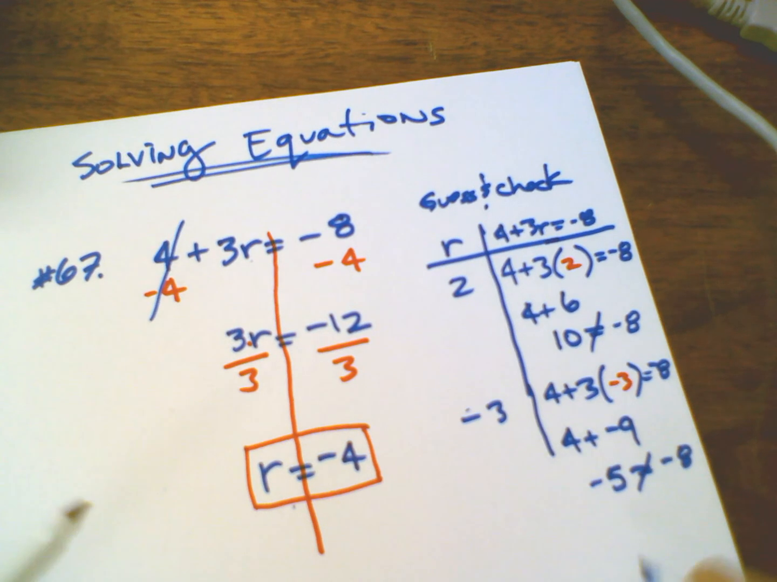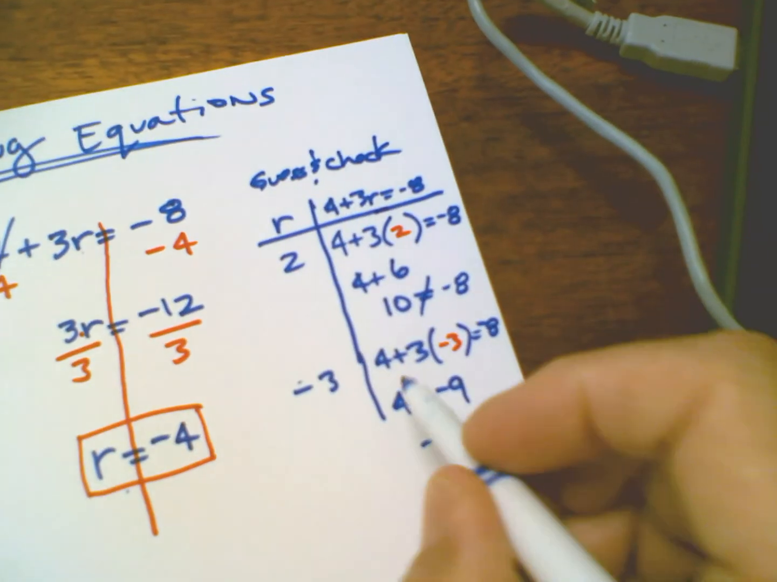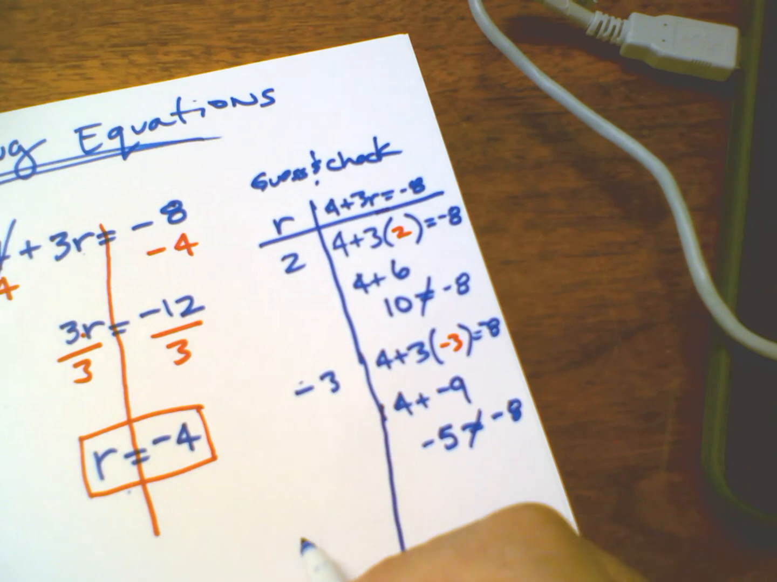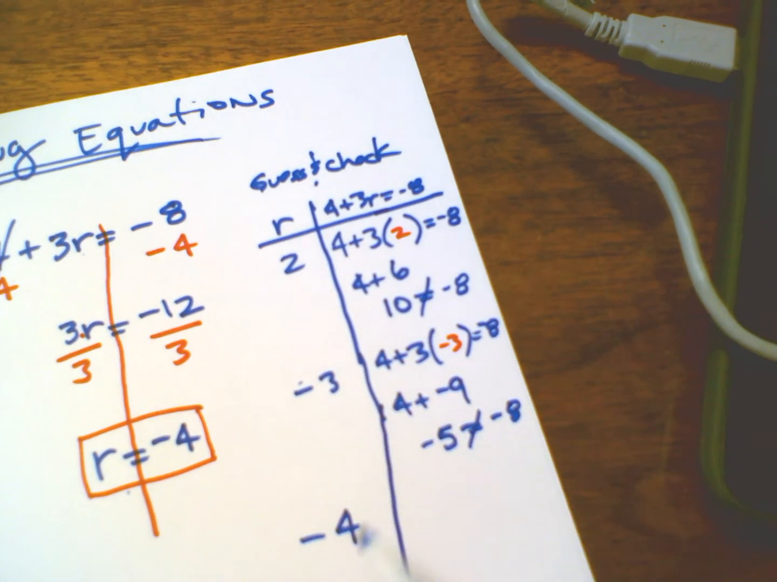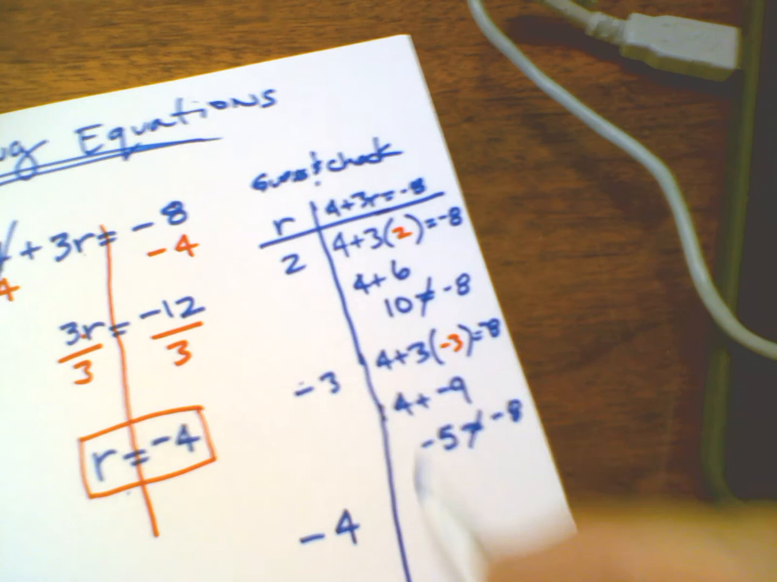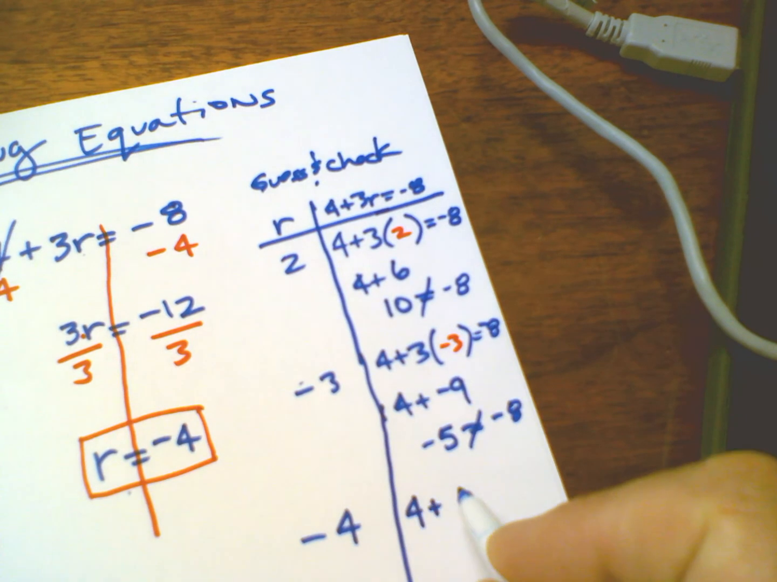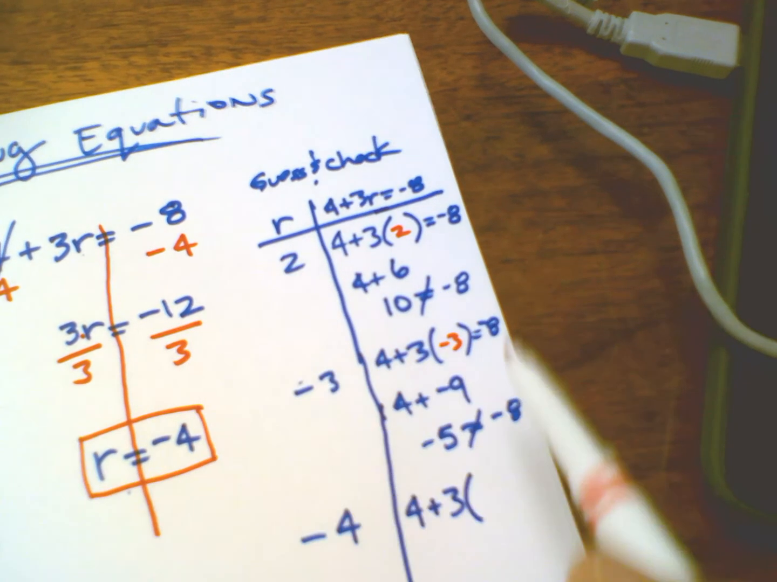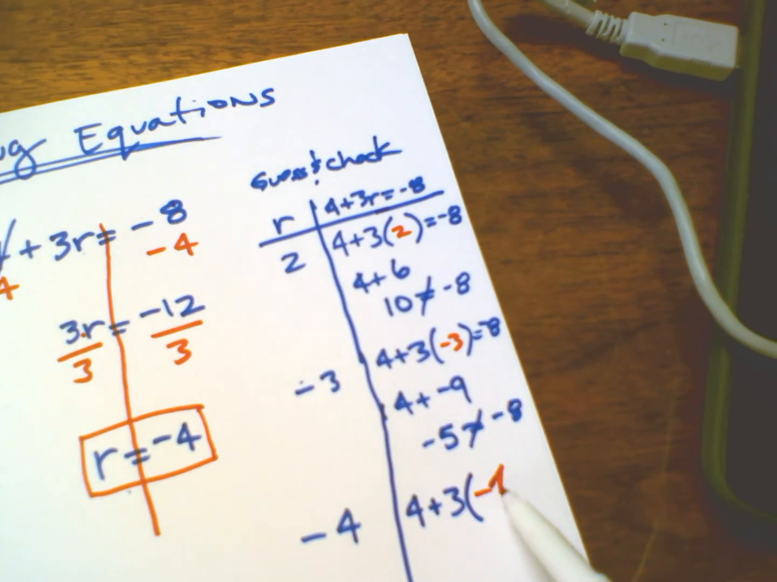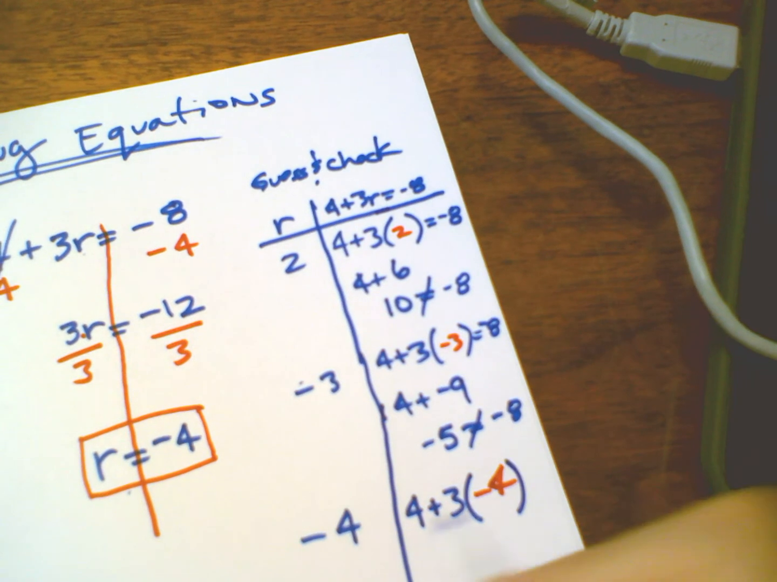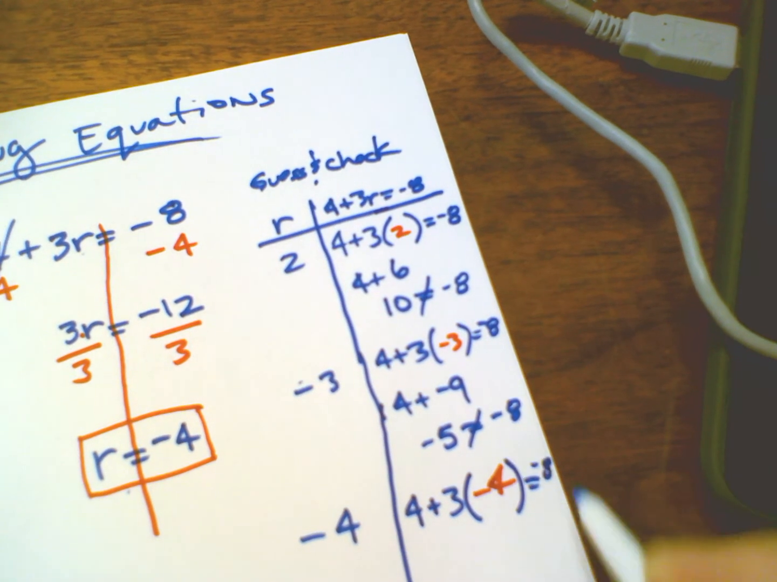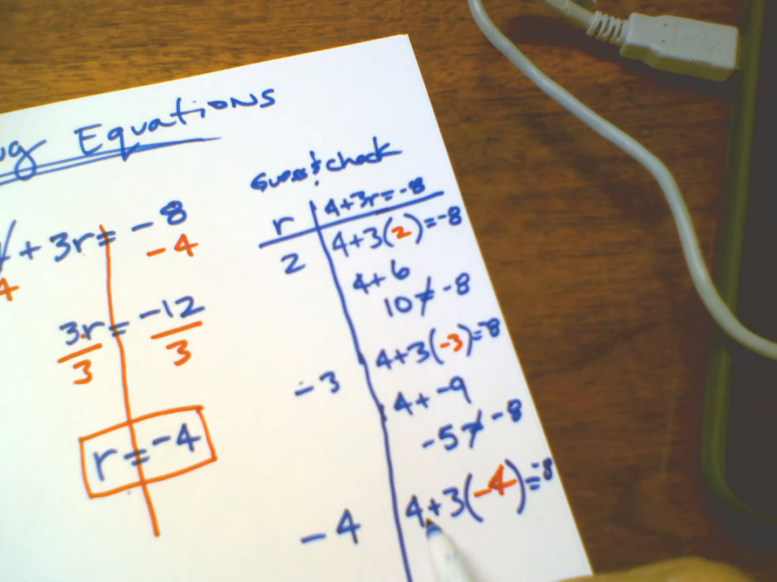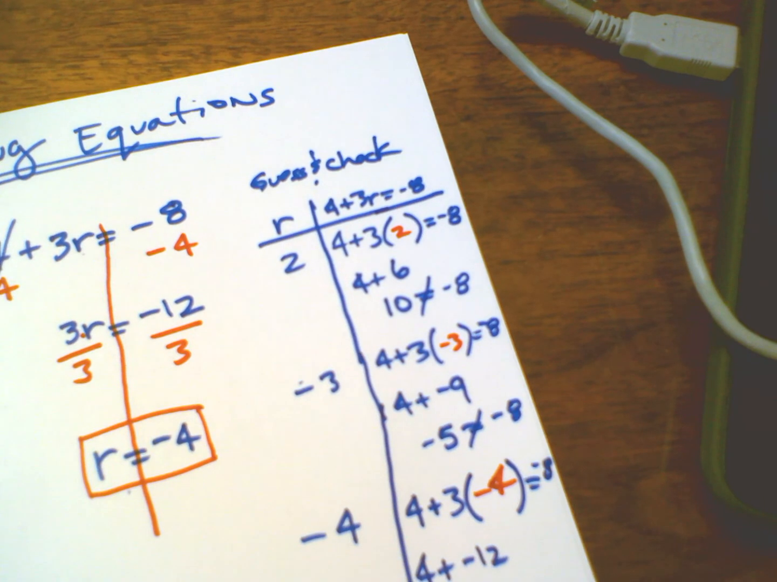So if we were to check that, right, the whole check process down here on my guess and check table, if I would have put a negative 4 into r and do the math on this equation, I would say 4 plus 3 times, and again, I guessed negative 4, and then does all of that equal negative 8? Well, let's look at it. So 4 plus 3 times negative 4 is negative 12. 4 plus negative 12 is negative 8, so it checks out.